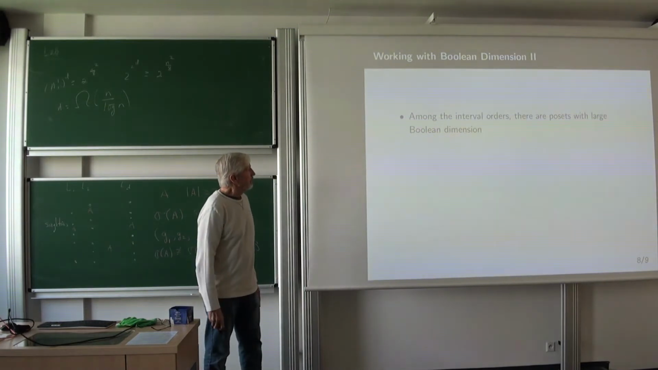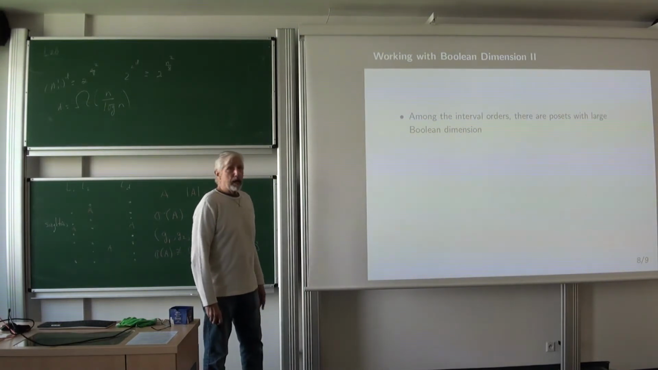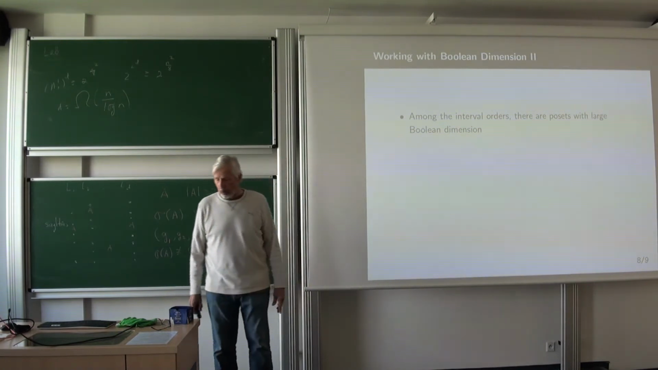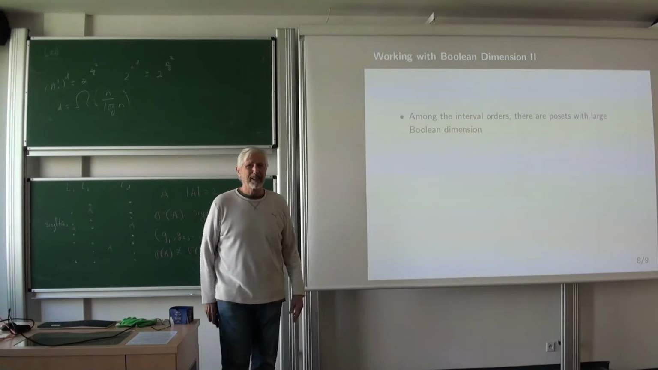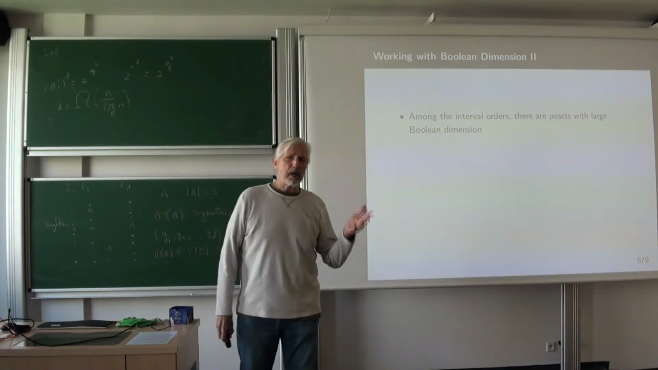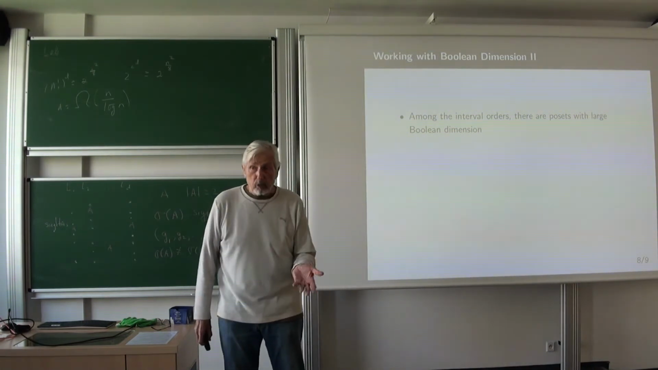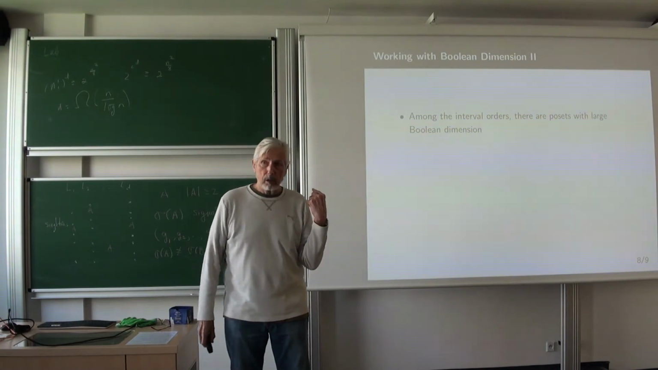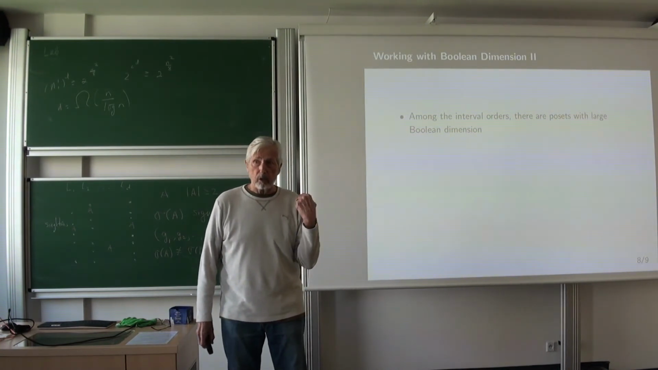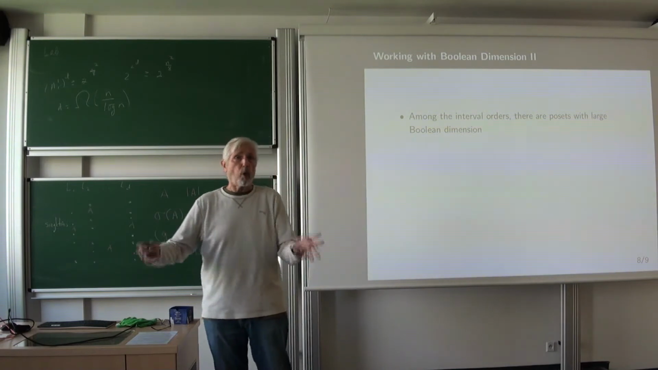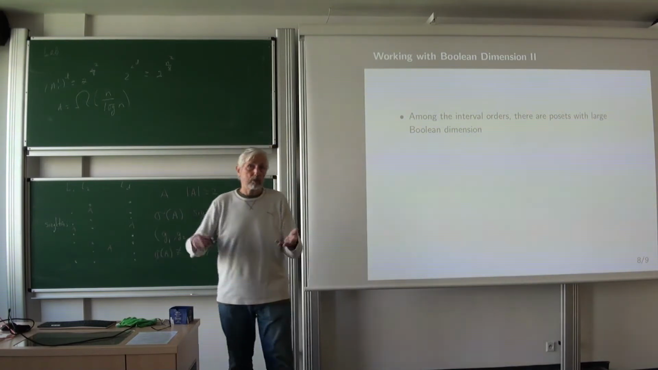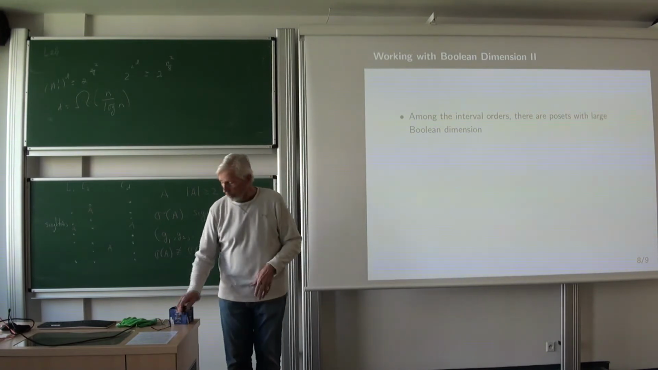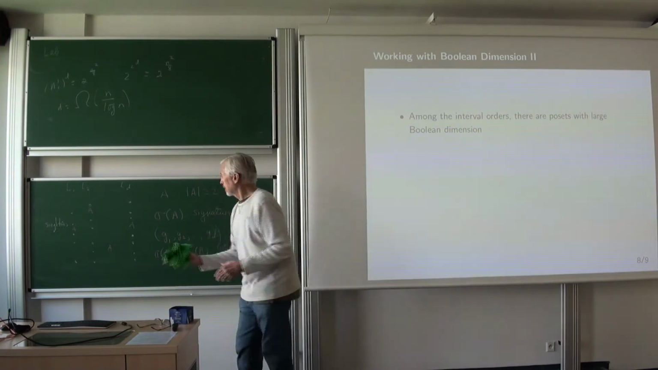Okay. Among the interval orders, there are posets with large Boolean dimension. Okay, now, among the interval orders, there are posets with large dimension. Okay, but this is saying much more. It's saying the Boolean dimension is large. The standard examples have Boolean dimension 4. So it's somewhat remarkable that their dimension is large. Okay, so let's do this one.